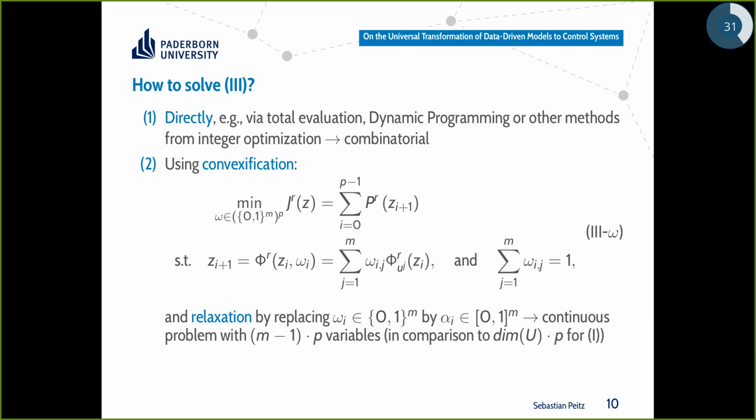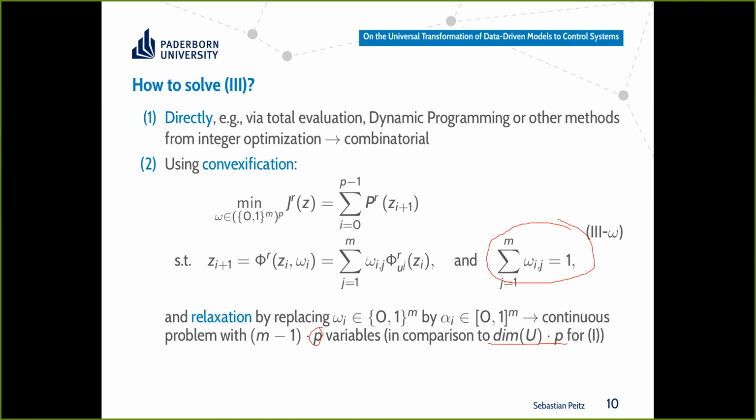So I replace my omega, which has to be either 0 or 1, by alpha, which is in the interval 0 to 1. This now is a continuous problem with m minus 1 times p variables. I have m alpha entries for this convex combination between my m systems, but the last one can be neglected because I have the constraint that the sum needs to be 1. And I have a prediction horizon of length p. So it's m minus 1 times p variables. Before I had the dimension of u times p variables. So depending on my choice of m and the dimension of the control input, this may be slightly more expensive or not, depending on the problem.